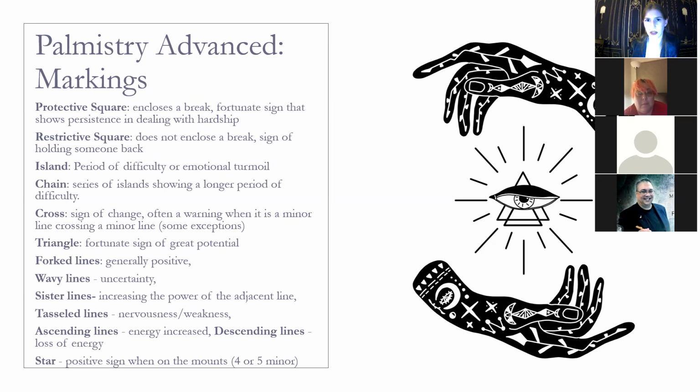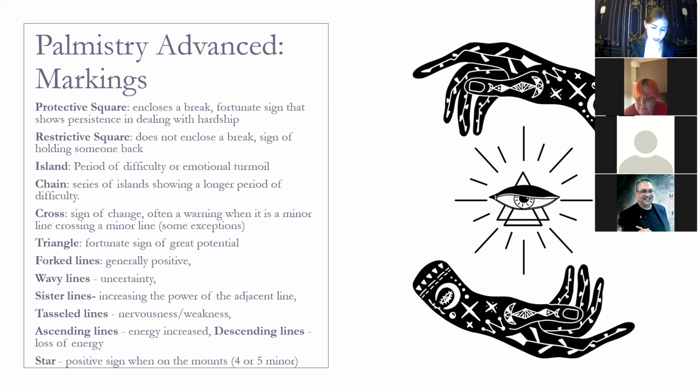There are some exceptions to this rule, one of them being the teacher's square. You'll see that underneath the Jupiter finger, and it's a square where one of the lines touches the lifeline. This is said to mean someone is good at conveying information and would be good in a teacher capacity.